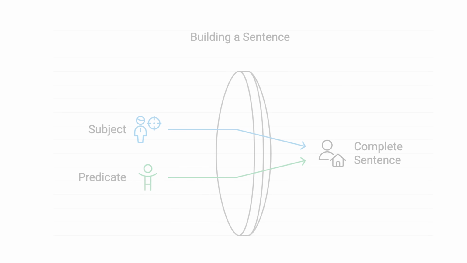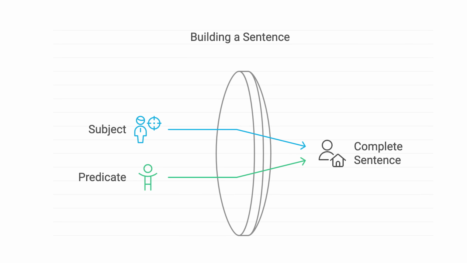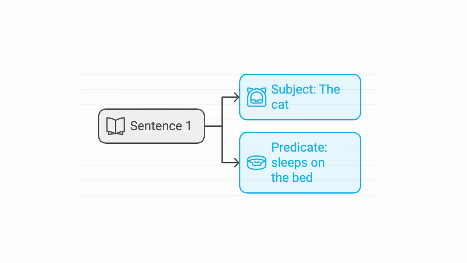2. Basic sentence structure. Every complete sentence in English has two main parts, a subject and a predicate. The subject is what, or whom, the sentence is about, usually a noun or pronoun. The predicate tells us something about the subject. It includes the verb and any other additional information. Let's look at some examples.